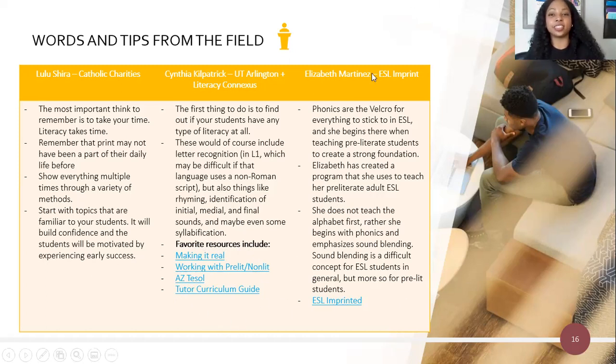I also spoke with Elizabeth Martinez, and Elizabeth Martinez developed a program specifically for low level ESL literacy students. In this program, she begins with phonics first because she believes that phonics are the Velcro for everything else in ESL to stick to. She said that by creating a strong foundation in phonics, students are then able to build on that with things like sight words and whole language, and it becomes a lot easier for them to pick up English.